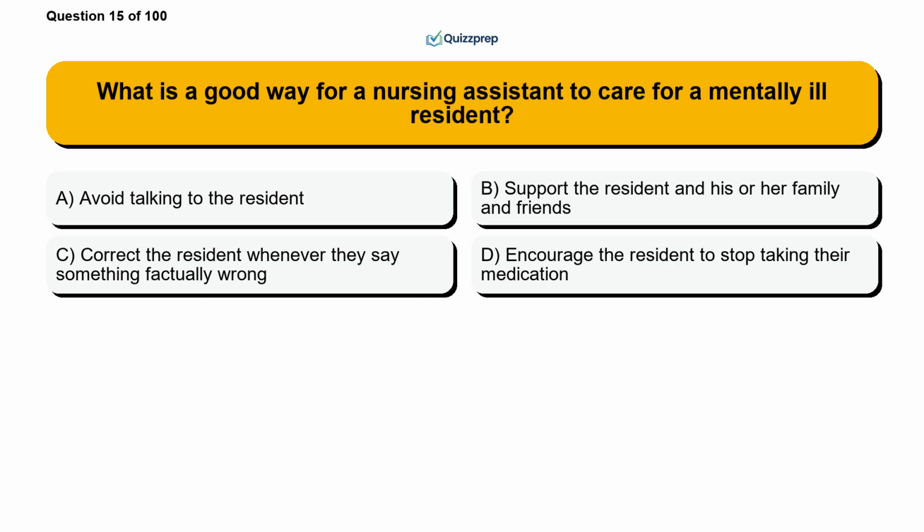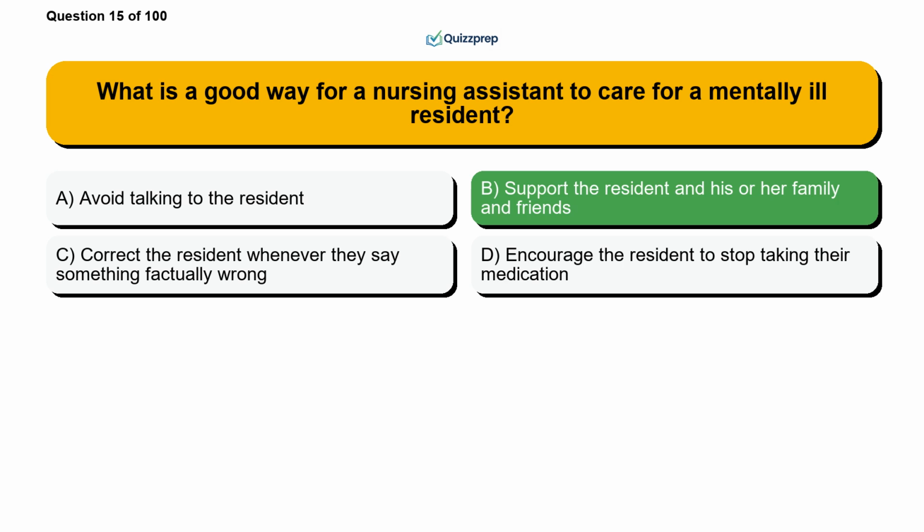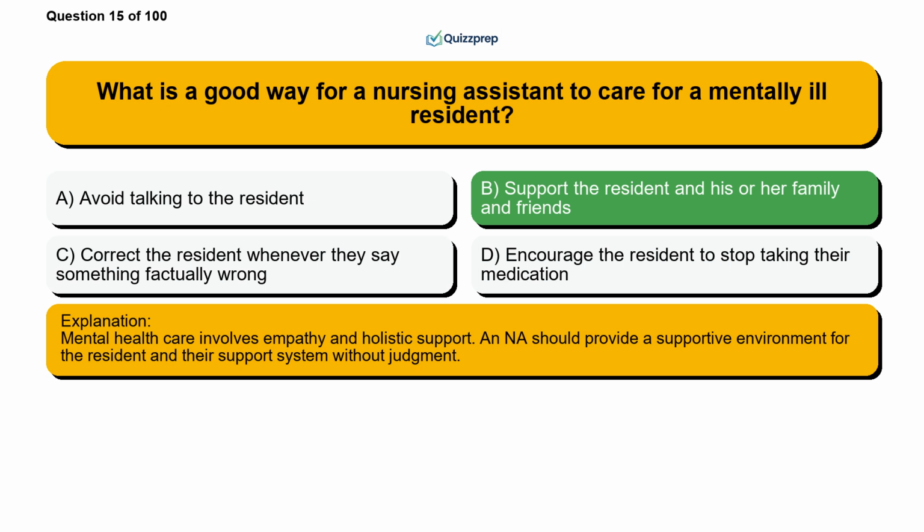Question 15. What is a good way for a nursing assistant to care for a mentally ill resident? Option A, avoid talking to the resident. Option B, support the resident and his or her family and friends. Option C, correct the resident whenever they say something factually wrong. Option D, encourage the resident to stop taking their medication. The correct answer is option B, support the resident and his or her family and friends. Mental health care involves empathy and holistic support, and the NA should provide a supportive environment for the resident and their support system without judgment.